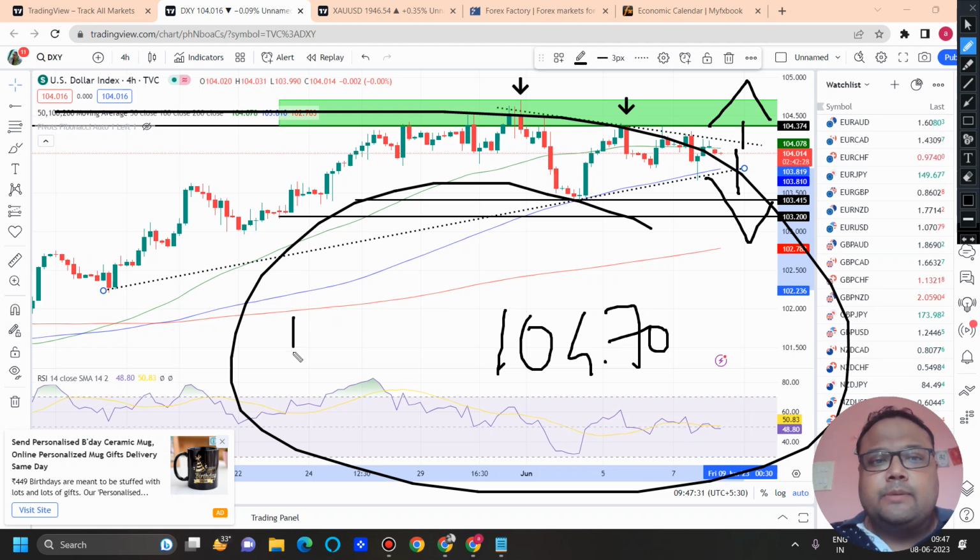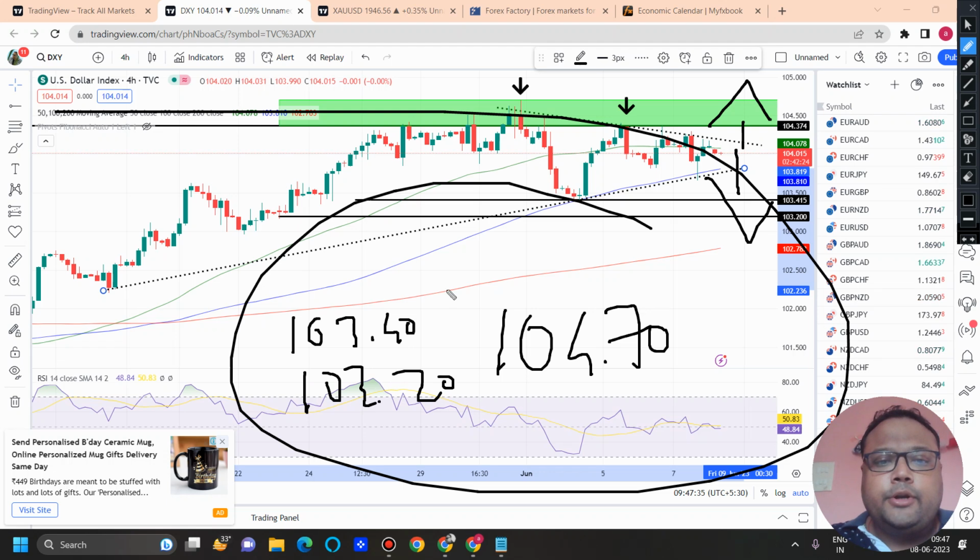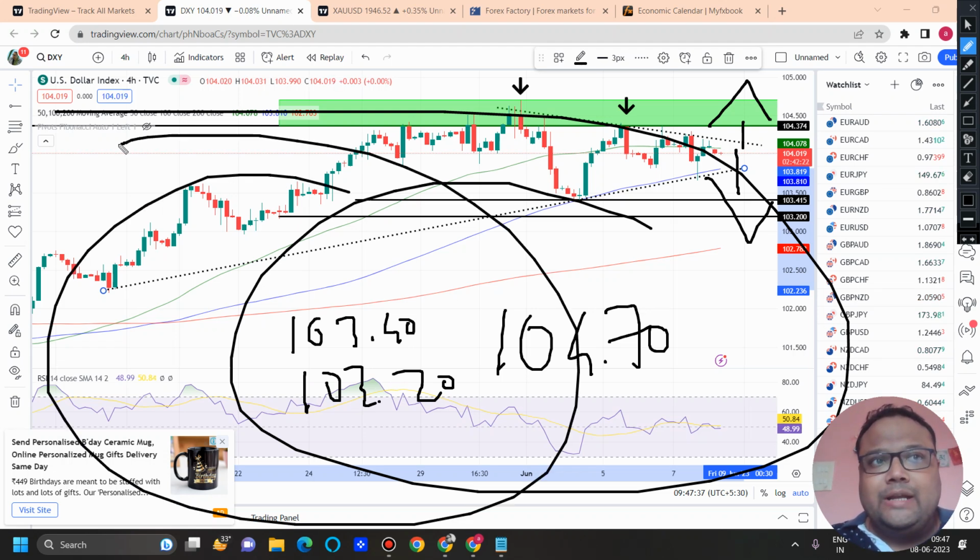In case the market drops, we can look for some support around 103.40 to 103.20. These are the two levels. If the market drops, we can look for some support, and there's a good chance that during the day, especially before the news, the market may not show extreme volatility. Market may remain silent. This is all about DXY.